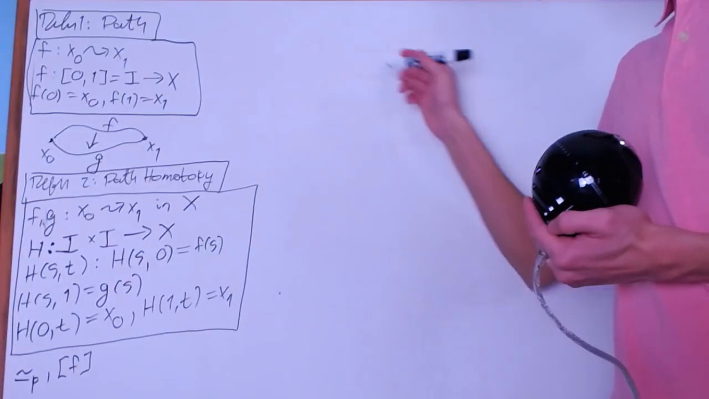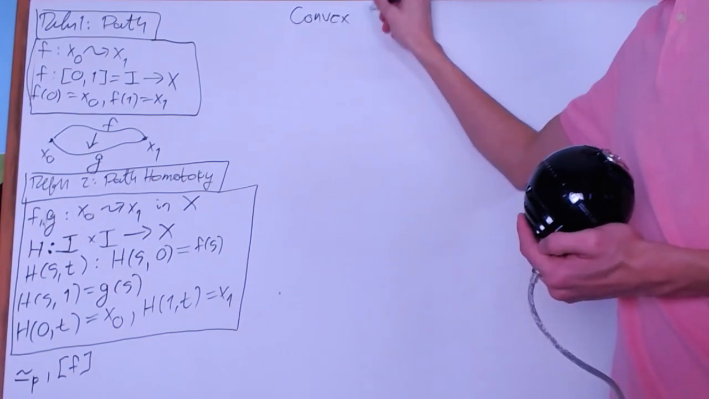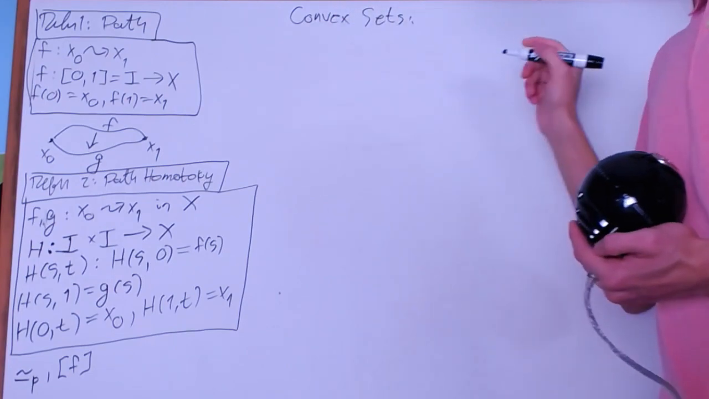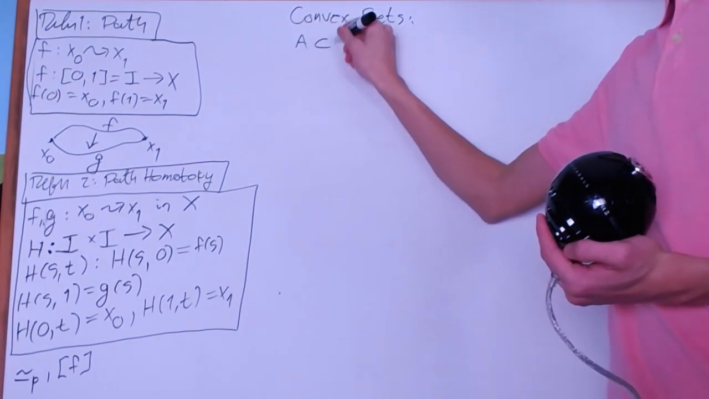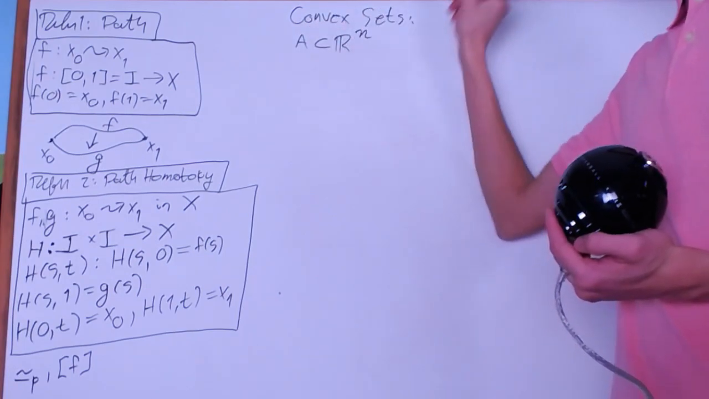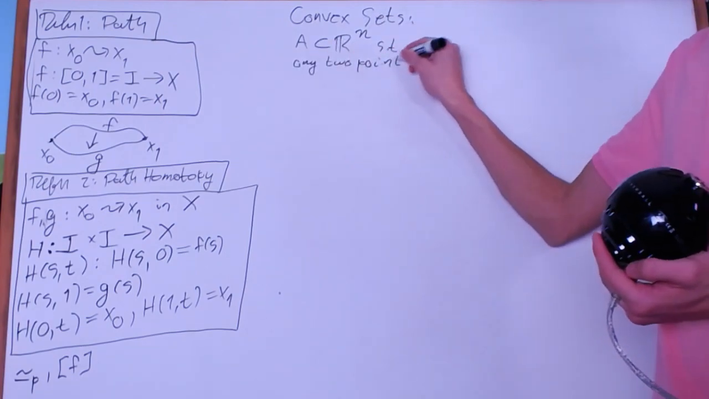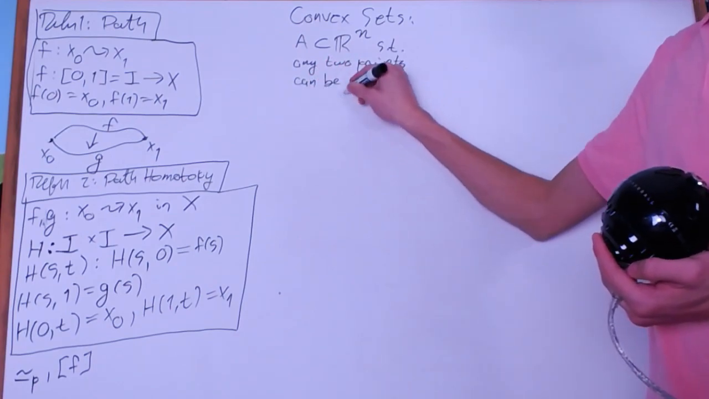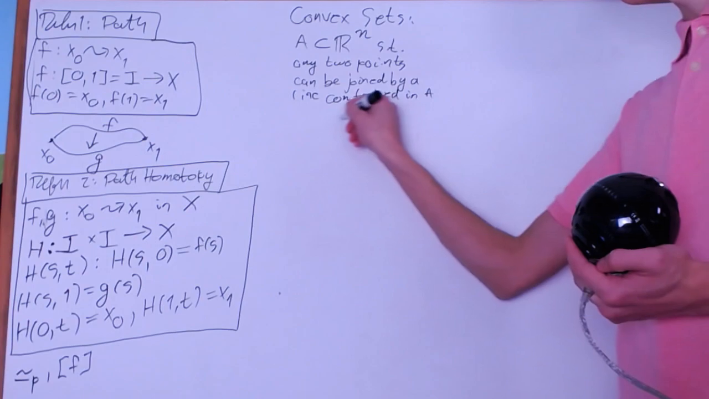Let's go ahead and look at an example, namely the example of convex sets. So first of all, what is a convex set? A convex set is going to be a subset of some Rn such that any 2 points can be joined by a line contained in A. What does this mean? Well, let's go ahead and look at an example.